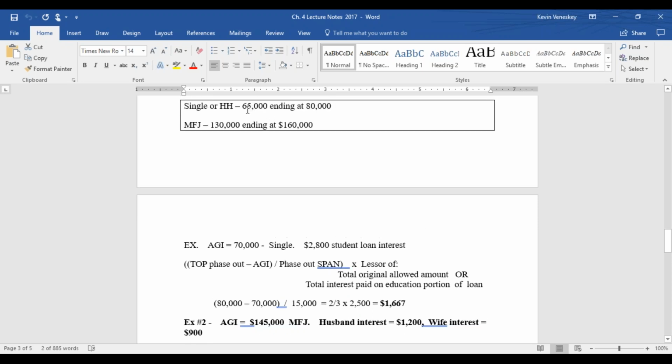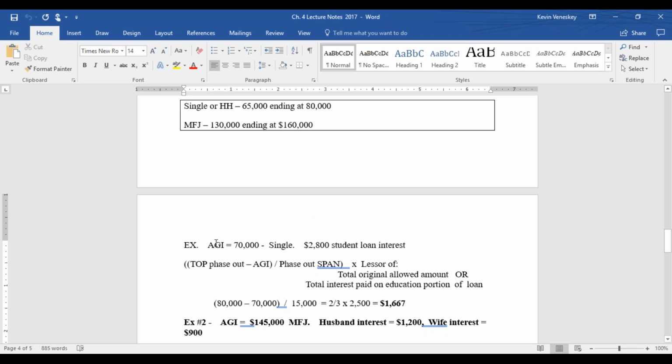So here's my little example. What if you are in between the $65,000 for somebody who's single and the $80,000? How much of the $2,500 deduction can you take, if any? Somebody's at $70,000 AGI, and they have $2,800 in student loan interest. Even if this number wasn't above the phase-out, the max that we could possibly take is $2,500. So that's the number we're going to be looking at, $2,500, not $2,800. That's gone over the limit. So here's how we do it.